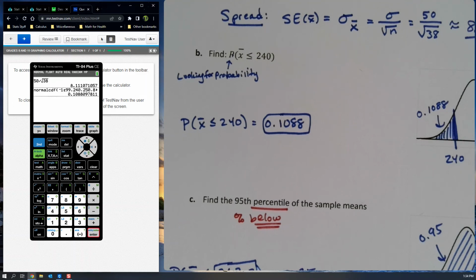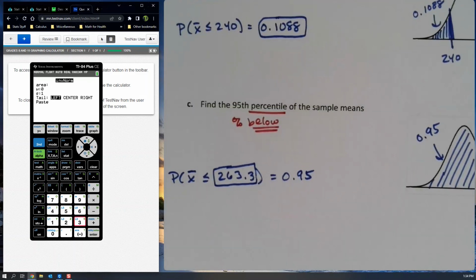All right, to reverse the process, we need to use inverse norm. On a new calculator like this, it's pretty easy because this was a left tail. So 250, 8.11107, you tell it left and then paste and enter. So there's how to write those.